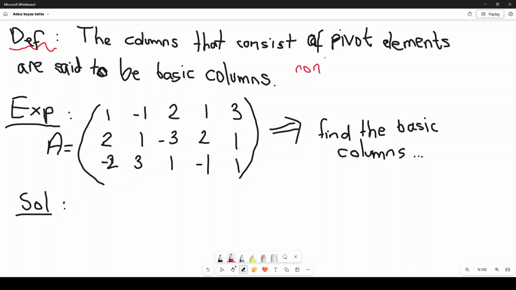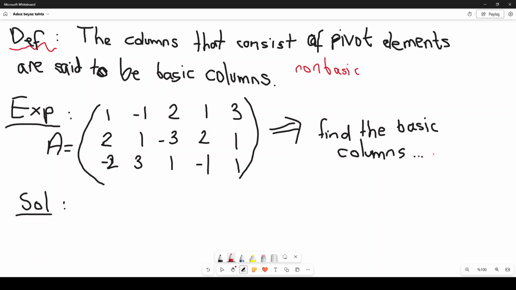So in other words, we have two kinds of new definition of columns, which are basic or non-basic. And how do we find these columns? Let's first start with the simple explanation and then give a simple example to see how we can do that.